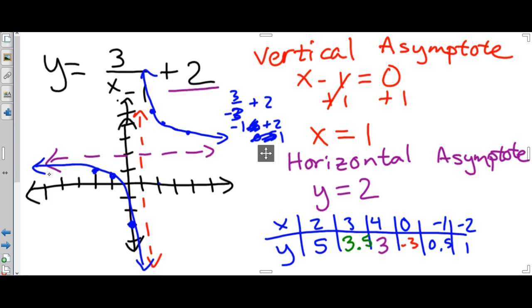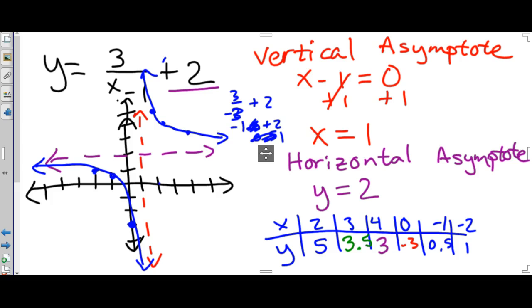So our steps again were to find the vertical asymptote by setting the denominator equal to 0. Finding the horizontal asymptote, that's the number outside, or c. If there was nothing out here, if it was just 3 over x minus 1 and no plus 2 at the end, then your horizontal asymptote would be y equals 0. And then you plot points around the vertical asymptote.